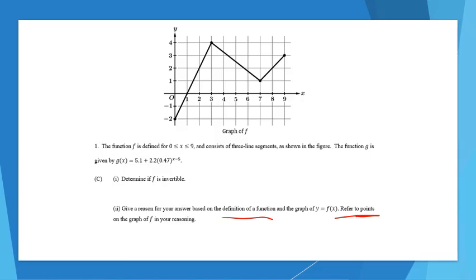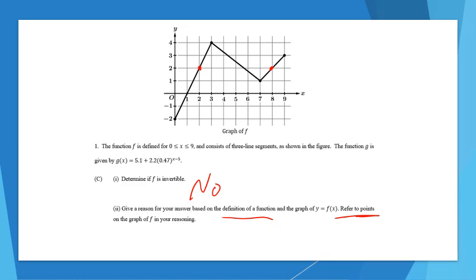So here, all you need to do is just use that horizontal line test. This does not work, so we're going to say no, f is not invertible. And then what is a reason for that? Well, we can reference two specific points that break this horizontal line test. Obviously, there's a lot of things that break it, but two integer points that I see that you can use are (2, 2) and (8, 2) here.